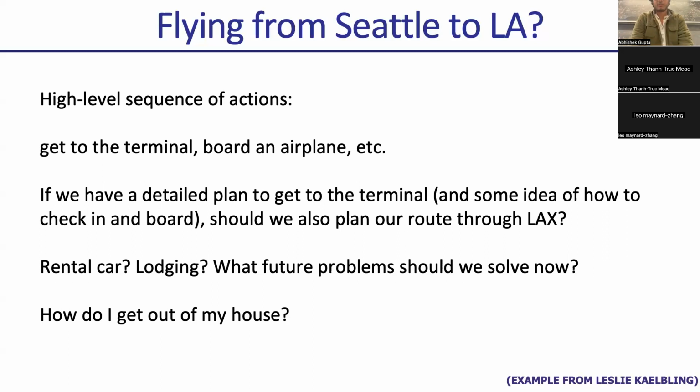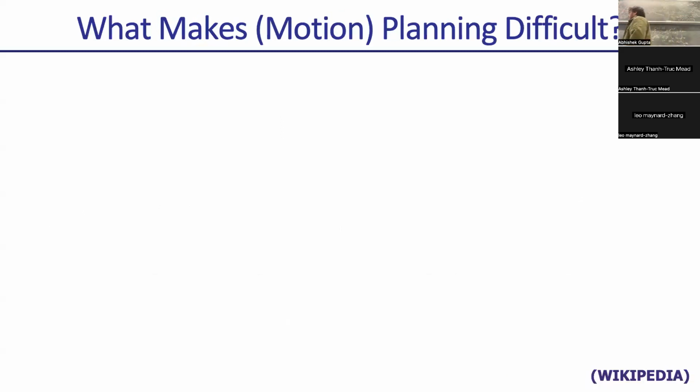But we are going to specifically think about this last level of how do I get out of my house, which is a problem called motion planning. It's saying I want to get from one place to another with a physical system, and I want to do it while obeying the constraints of the world. So let's start to think a little bit about what makes motion planning difficult, right?